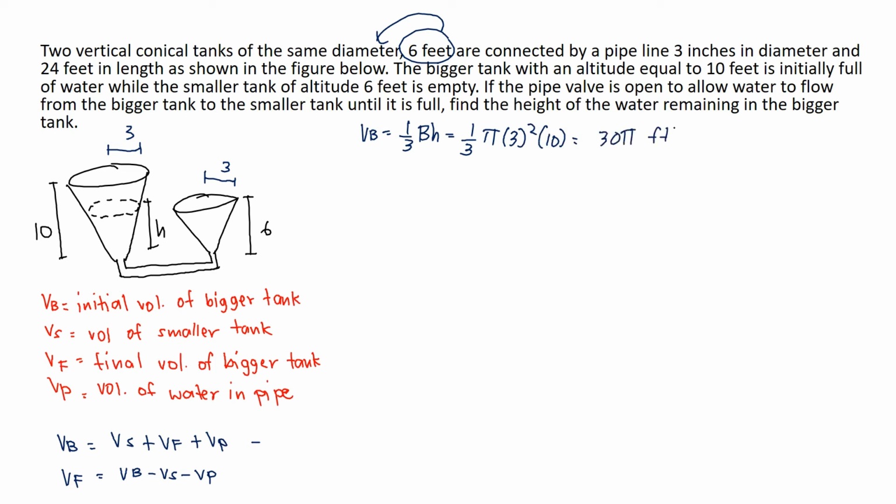VB is 30 pi feet cube. VS, how much is it? Find the volume of the smaller tank. So, one-third base times height again. Pi, 3 squared, height is 6. So, how much is it, class?